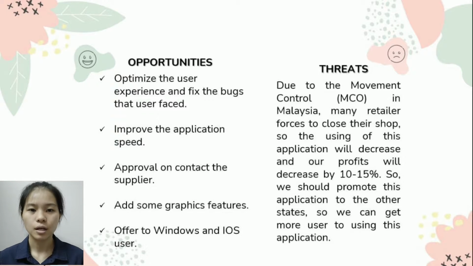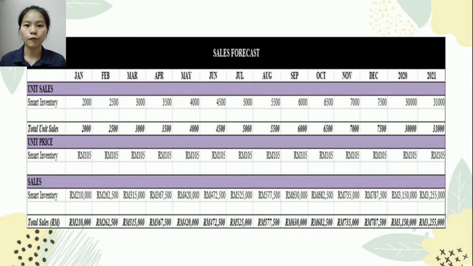The last one is threats. Due to the movement control order (MCO) in Malaysia, many small business operators were forced to close their shops. So the use of this application will decrease and our profits will decrease by 10 to 15%. So we should promote this application to other states, such as Kuala Lumpur, Johor or Selangor, so we can get more users. Other than that, we will focus more on online promotion, so people will know about this application even when they stay at home. The table below shows the sales forecast of Lafayette company.